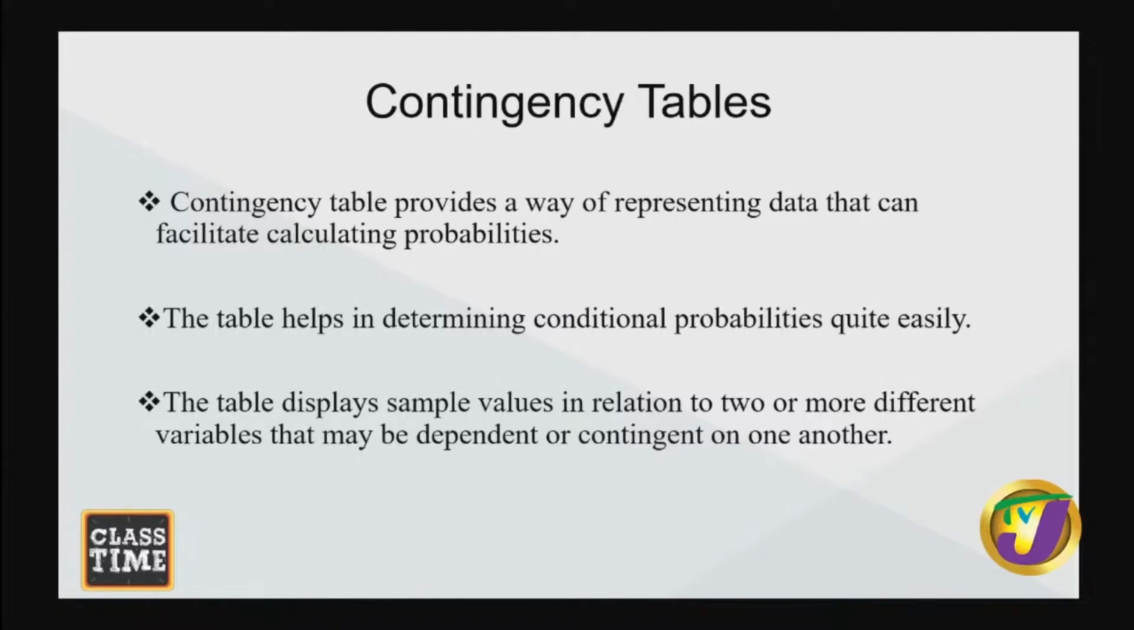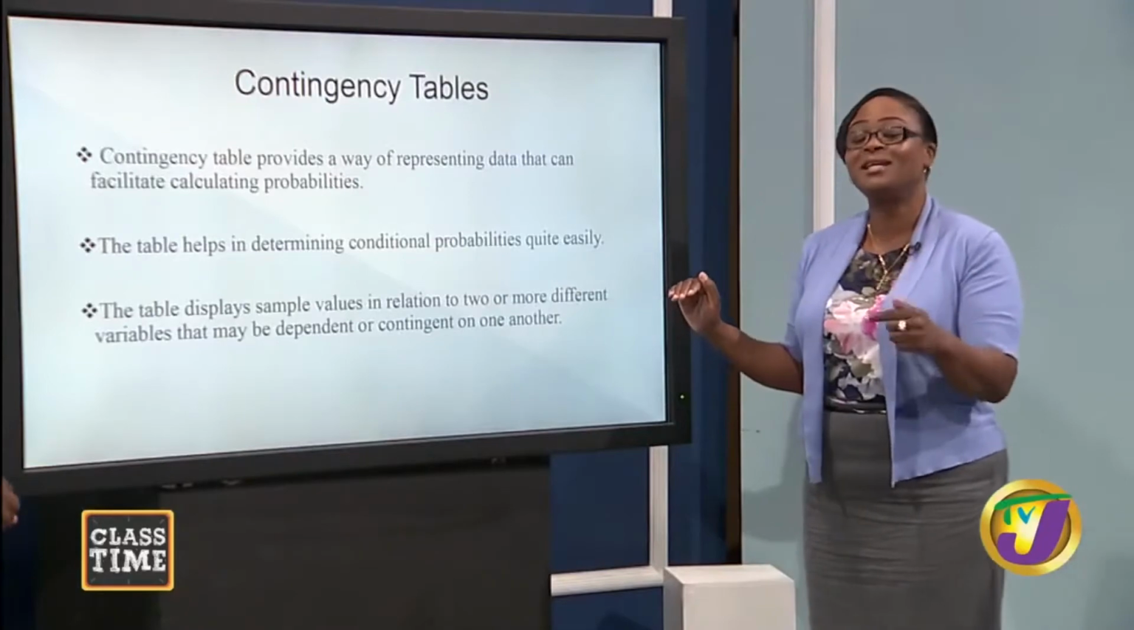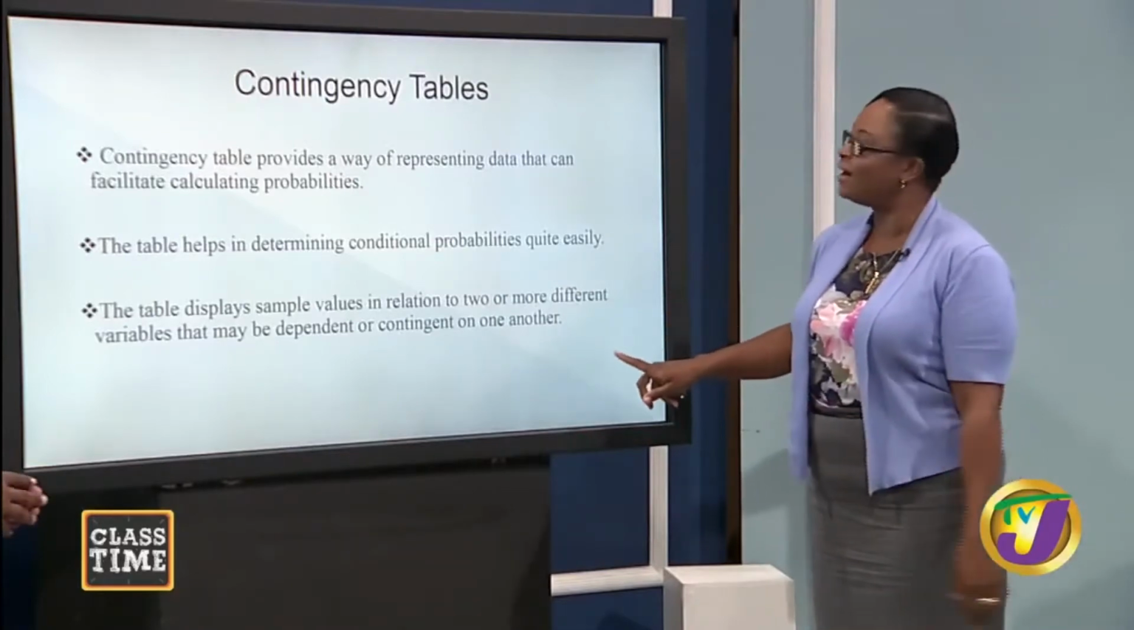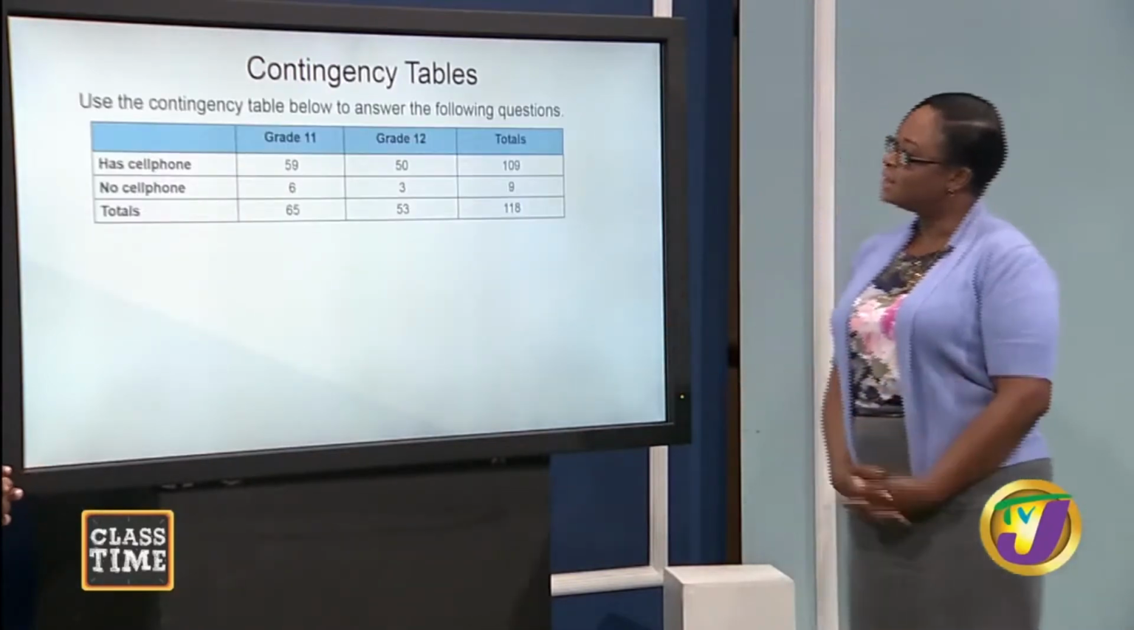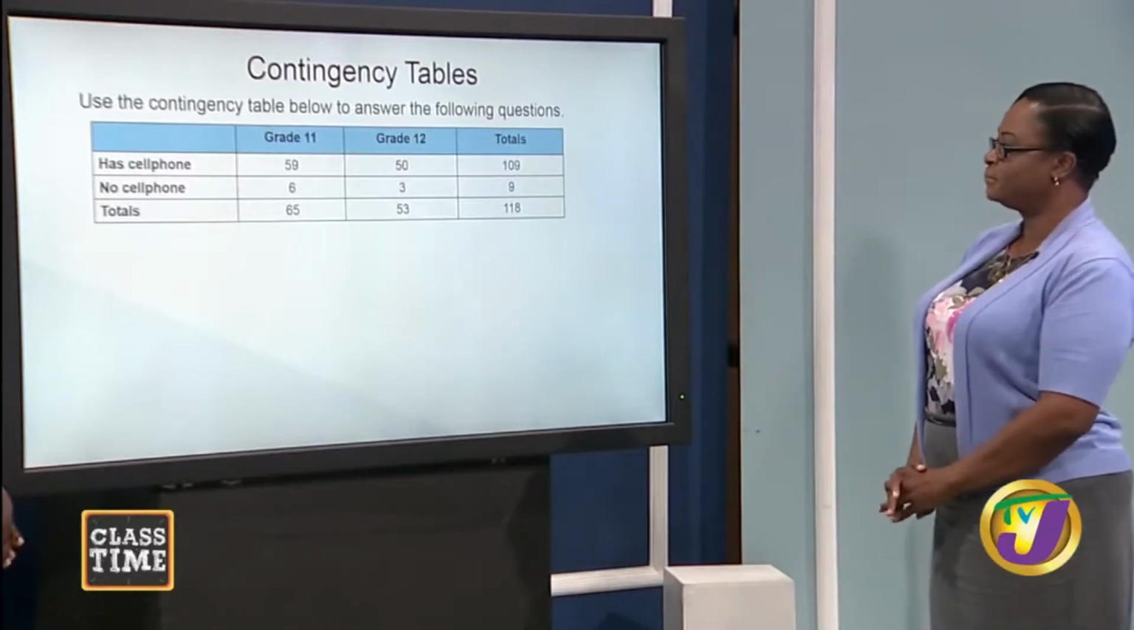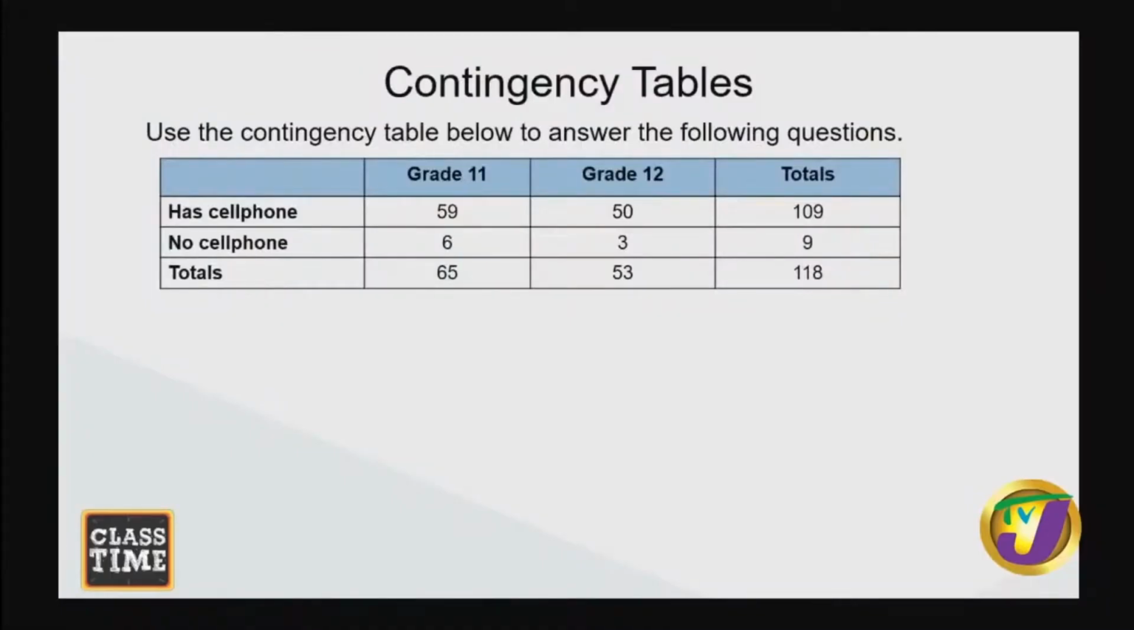Now we have spoken about this. Let us see what it looks like and apply this idea. Here we have a table, and the table is giving us some information. The information is summarized, so it makes it easy to understand what the table is saying.